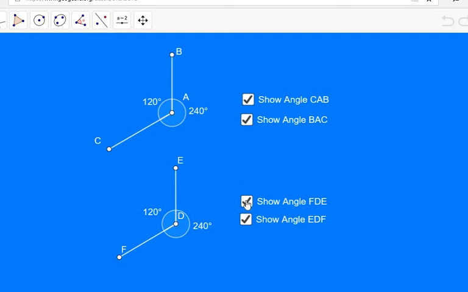I'm going to hide an angle. I'm going to hide this one. I'm then going to change the position of F. In your light blue books, can you write down what you think this missing angle might be now? Pause the video and write down your answer.